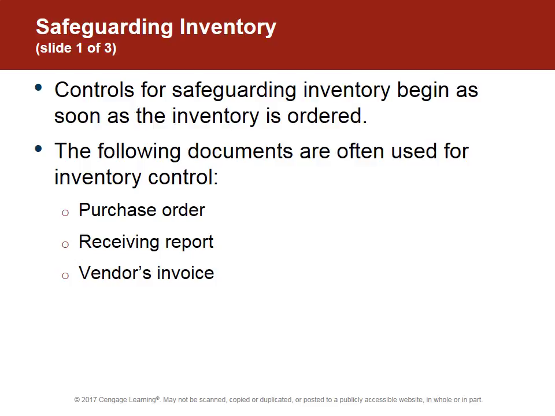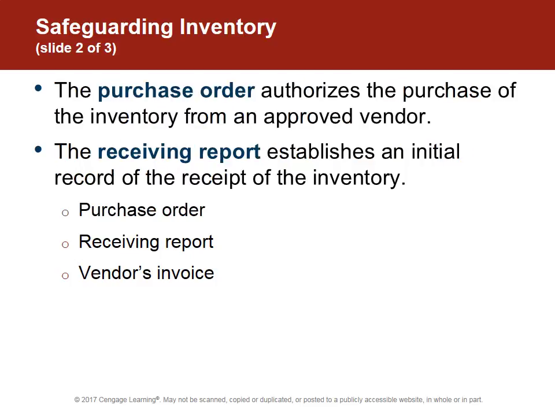Why? Well, let's go back to Walmart. They have over $30 billion worth of inventory at the end of their year, January 31st. That's a lot of inventory to account for. So these controls are extremely important.